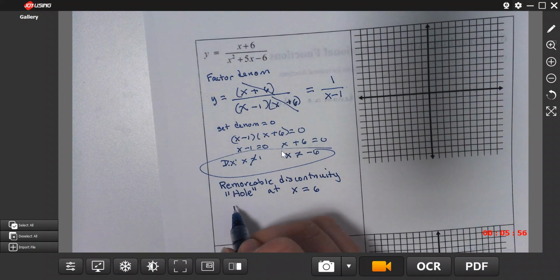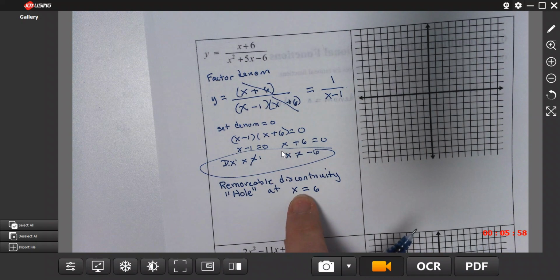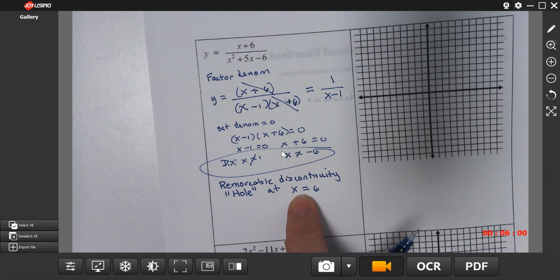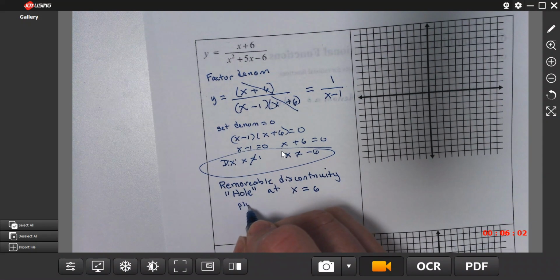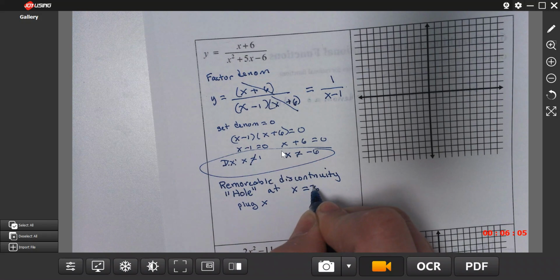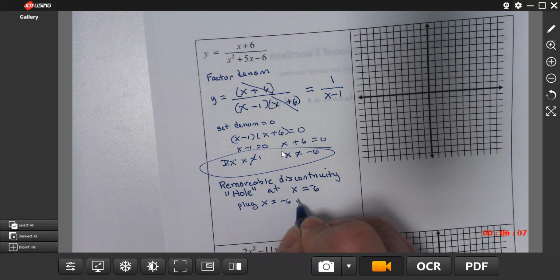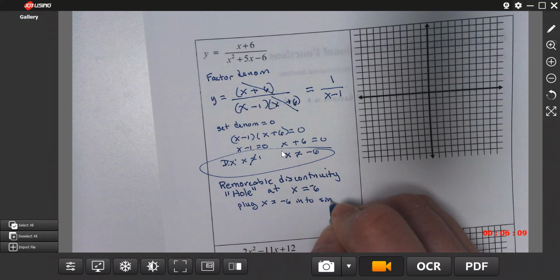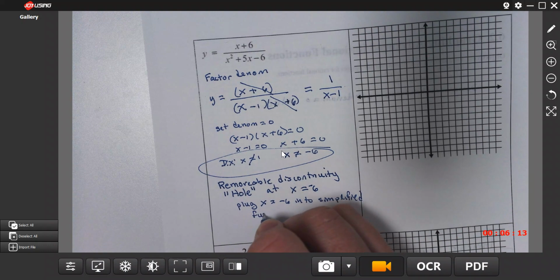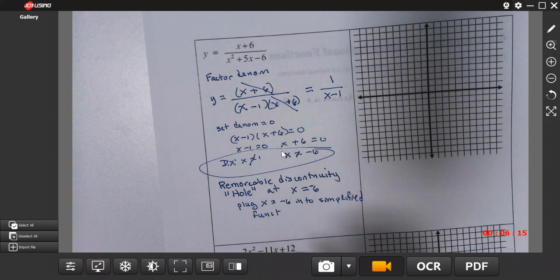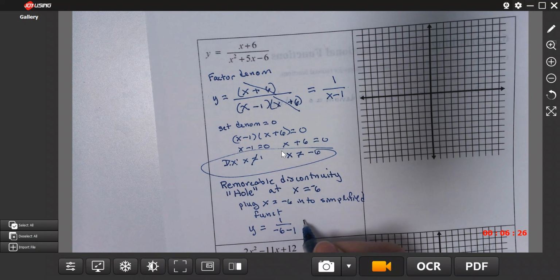So I want to find out what the coordinates are of that hole so I can put a hole there. So we're going to plug x equals negative 6 into the simplified function. So it's simplified to that. So I'm going to plug negative 6 in there. 1 over negative 6 minus 1.